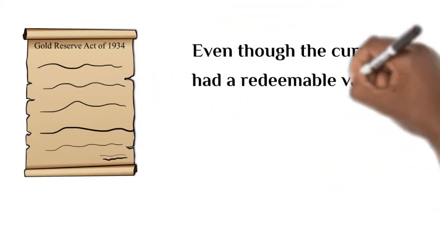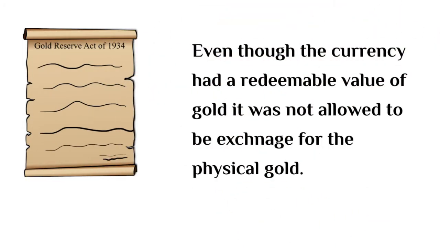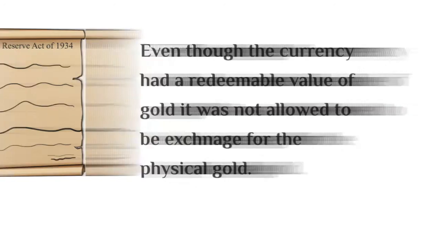Under the Gold Reserve Act of 1934, President Roosevelt made all gold property of the U.S. Treasury. It also made it so that the U.S. Treasury and other financial institutions were not allowed to exchange dollars for gold. So even though you had a currency that was backed by gold, according to what was in the gold reserve, you were not able to claim the actual gold for that currency any longer.